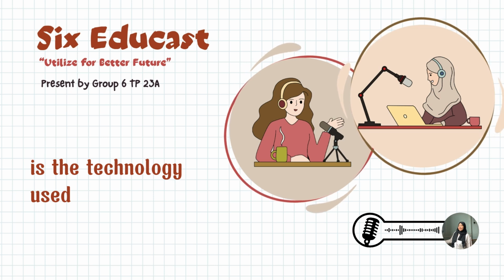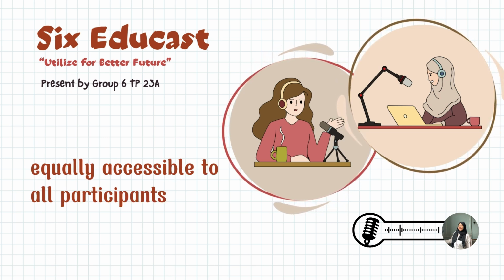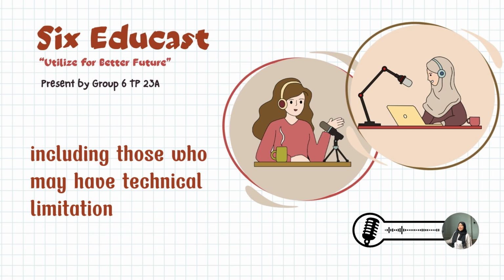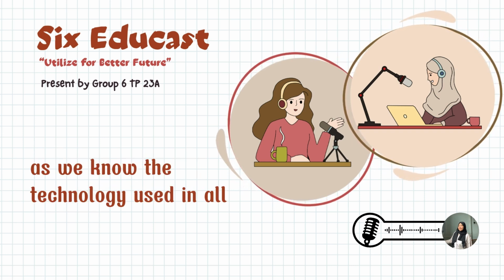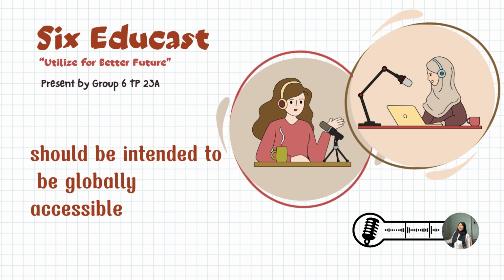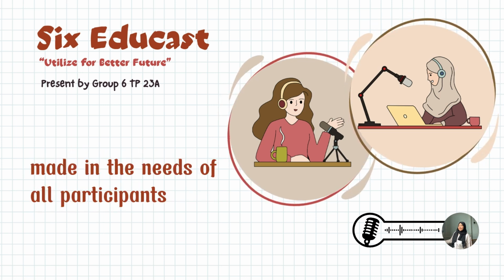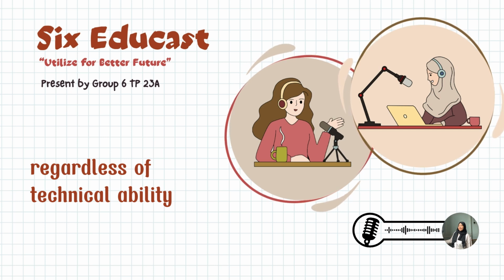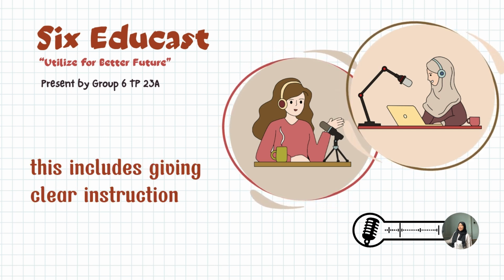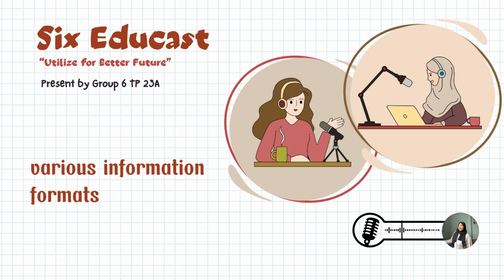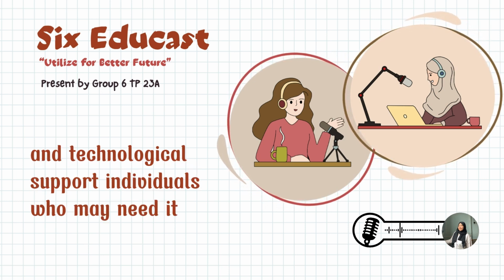Is the technology used equally accessible to all participants, including those who may have technical limitations or are unfamiliar with the use of technology? As we know, the technology used in online learning should be intended to be globally accessible, meeting the needs of all participants regardless of technical ability or physical restriction. This includes giving clear instruction, various information formats, and technological support to individuals who may need it.